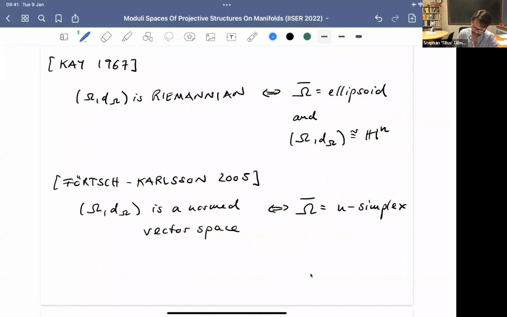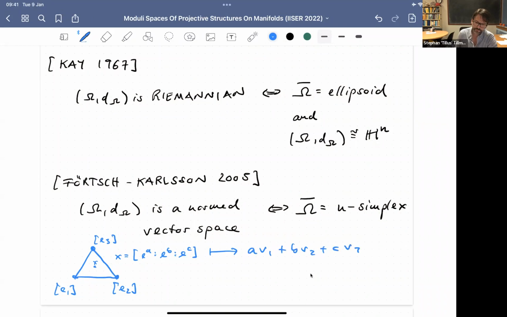So maybe to point out how this goes, let's just draw the picture in low dimension. So here you have your n-simplex. Maybe it's spanned by some vectors E1, E2, E3, yeah? And so then for any point x inside there, you write x in projective coordinates as e to the a, e to the b, e to the c, yeah? And you map this, here I'm doing the two-dimensional picture, so in the plane, you map this to a linear combination of the form a V1 plus b V2 plus c V3, where these vectors are chosen so that the sum is 0, yeah? And so what you get is, you have these three vectors, say V1, V2, V3, they sum to 0, yeah?